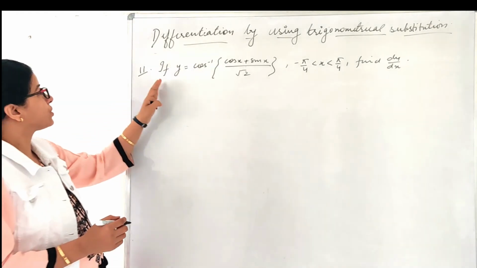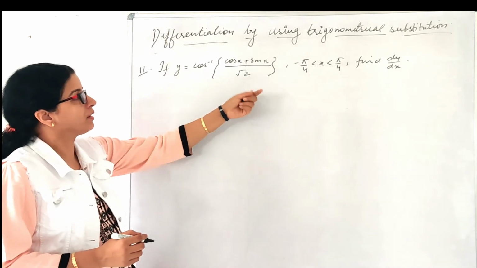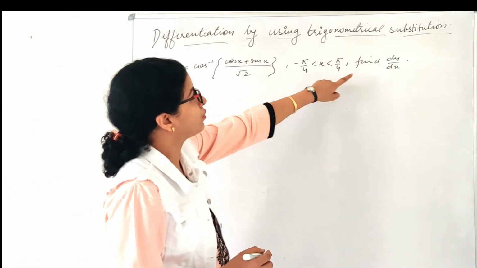So now let us take this question. If y is equal to cos inverse of this part and my x belongs to minus pi by 4 and pi by 4, find dy by dx.